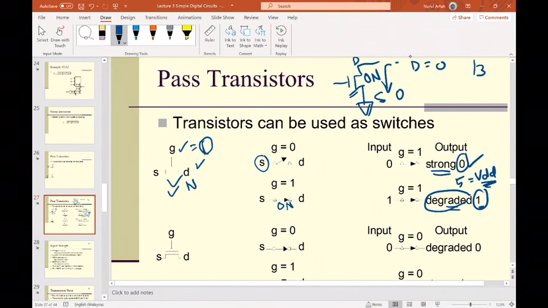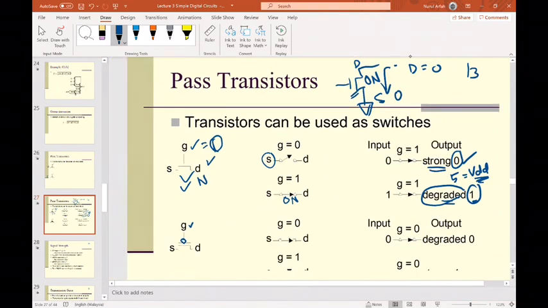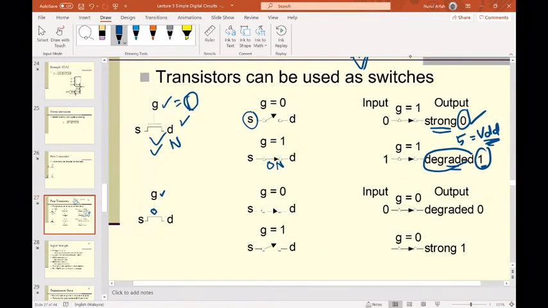Okay, for PMOS, we also control it by the gate. And you know that we have a bubble here. Since we have a bubble here, in order to turn on the PMOS, you need to supply a 0. So supply a 0, then you will turn on the switch. Okay, switch on. And then the drain will follow the source. If the source is 0, then we will have the drain equal to 0. But it is a degraded 0.